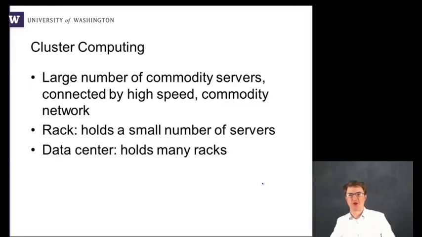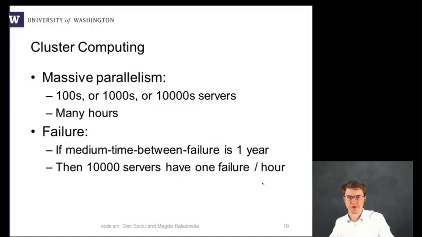So this is the context we're in: a large number of commodity servers connected by a high-speed commodity network. Here, you think about a data center. There's a rack that has a number of servers, and there's a data center that has many racks. This is how you organize your thousands or tens of thousands of computers. So you're looking for massive scale parallelism, for jobs that will run for many hours, even on thousands or tens of thousands of servers. That's really the context we're in.